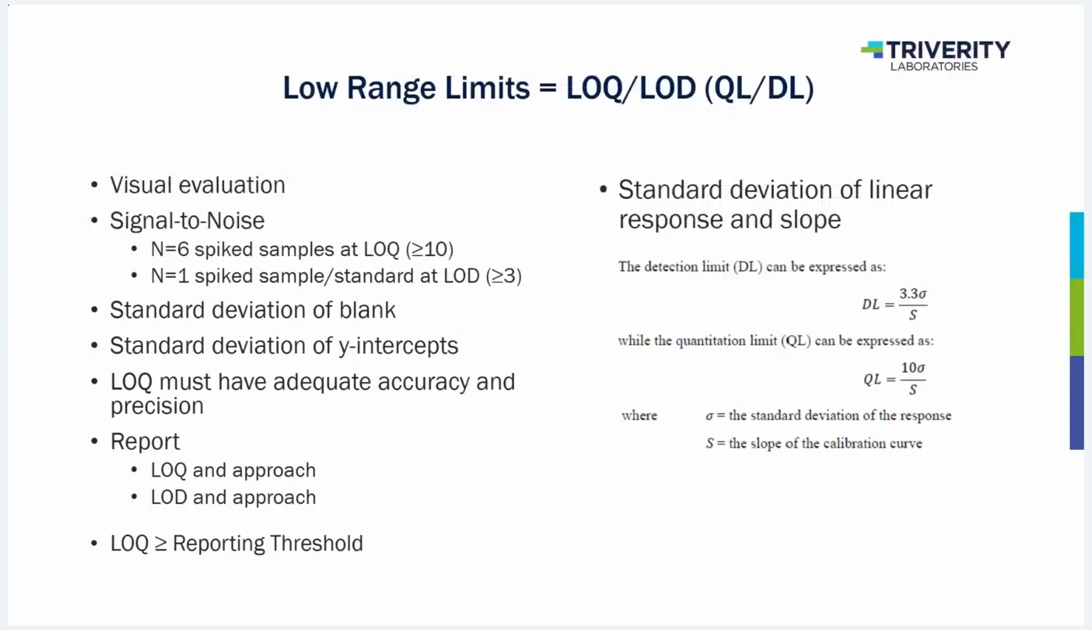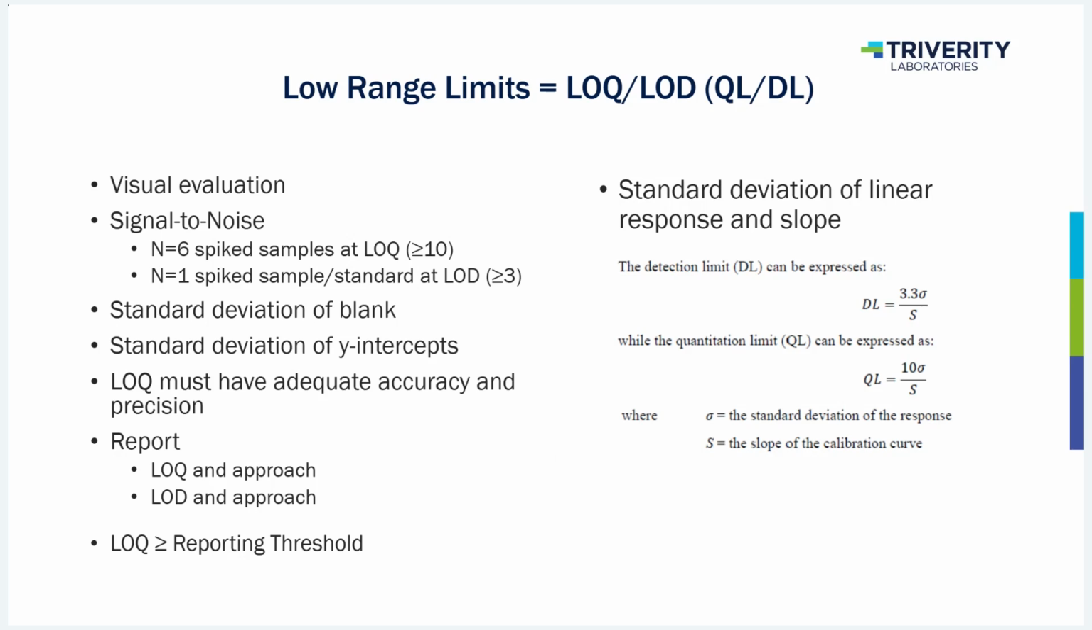For low range limits, this would be the LOD and the LOQ, which is also the QL, quantitation limit, and detection limit. There's a couple of ways that you can determine those. One is by visual evaluation, and visual evaluation isn't suitable for HPLC or GC. Visual evaluation is for things like turbidity or maybe TLC, things where the endpoint, the assessment is visual. We typically use signal to noise, so we'll analyze 6 replicate spike samples at the LOQ, and the signal to noise needs to be greater than 10. And if it's greater than 10 and we have acceptable accuracy and precision, then that's where we establish the LOQ.